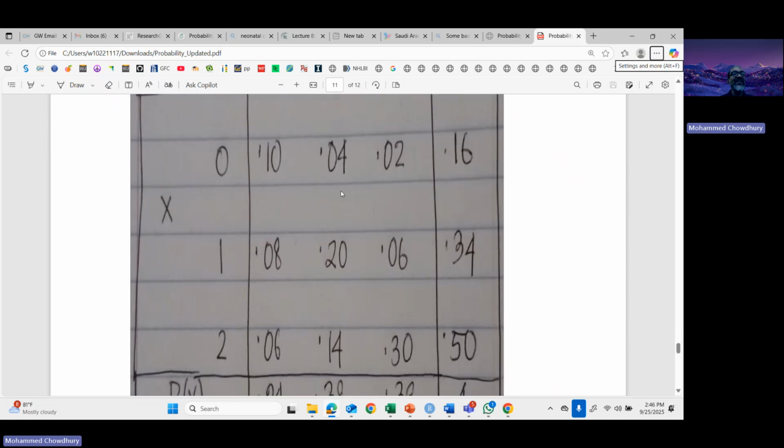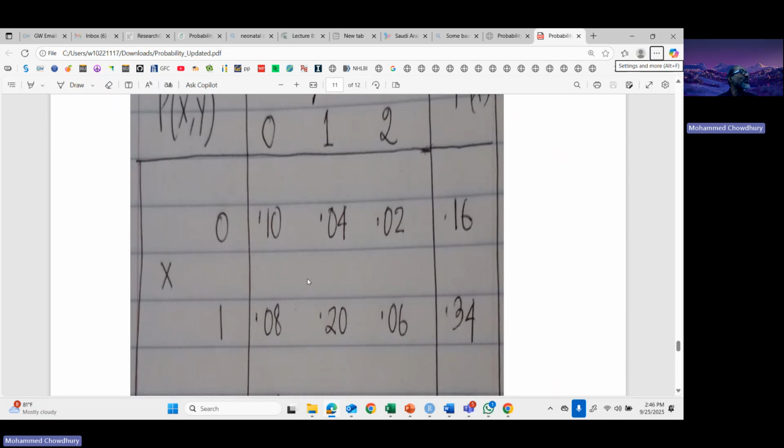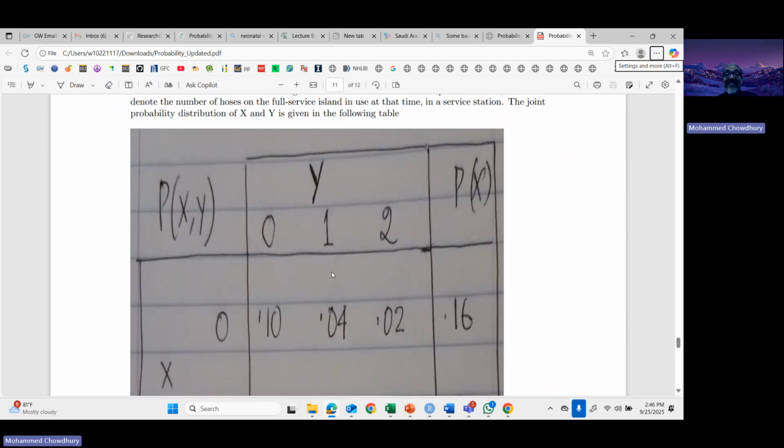If the probability is given, that is fine, very easy for you. But sometimes the probability is not given in this table format. Instead, it is said verbally in the question. Do you understand?